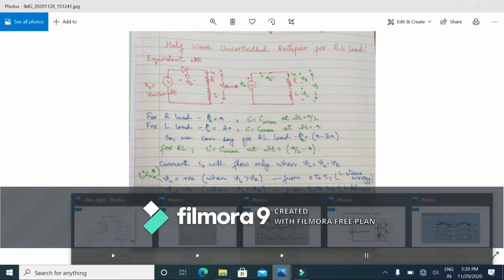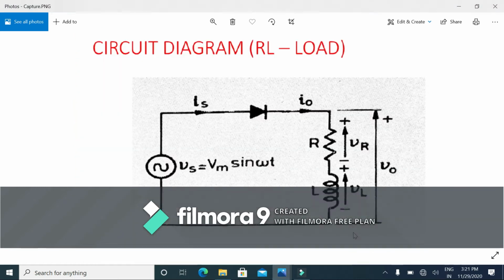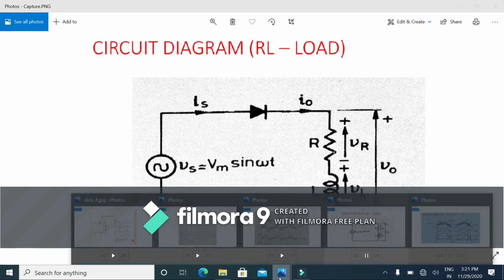That's why I am showing here the peak of this current lies between pi by 2 to pi, and this current ceases somewhere, or we can say the extinction angle is somewhere from pi to 2 pi. From the diagram, we came to know that this V output is equal to Vs. That means this Vs is equal to VR plus VL. That means the voltage VL is equal to Vs minus VR.